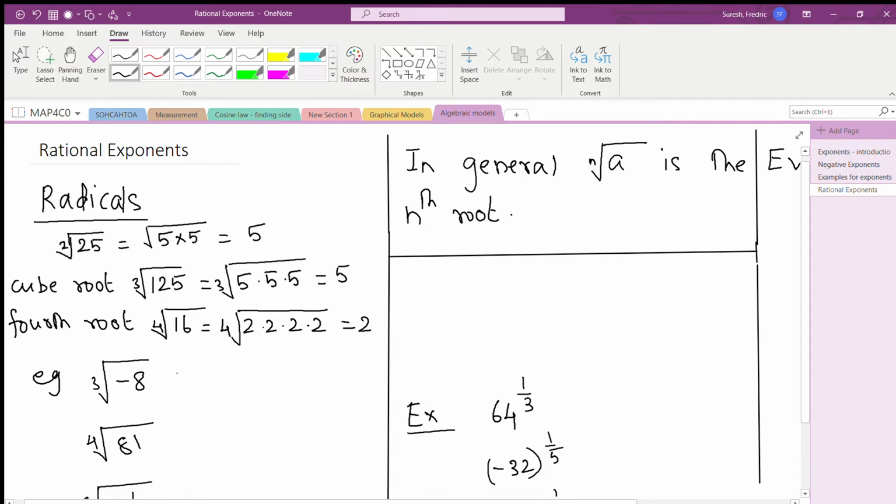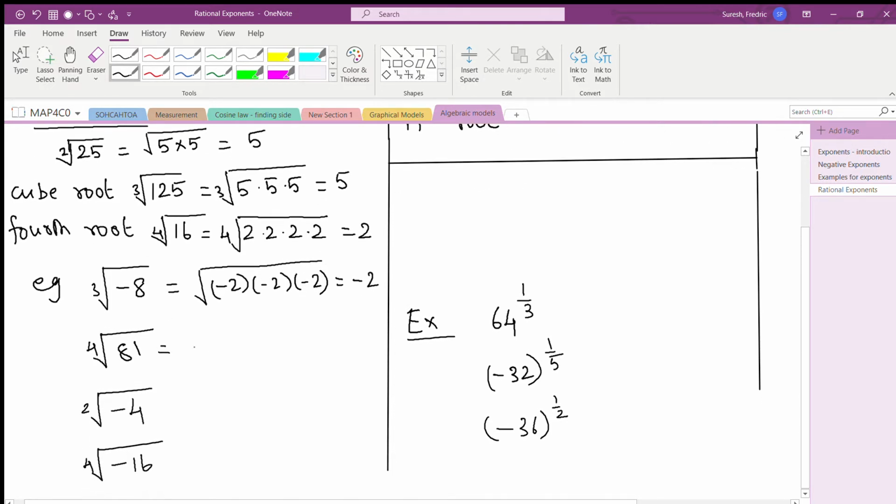What about this example here? You can write negative 8 as negative 2 times negative 2 times negative 2. It is a cube root, which means for every 3, I'm going to take 1. What about the fourth root of 81? So 81 can be written as 3 times 3 times 3 times 3, and there are 4 of them. Because it is a fourth root, for every 4, we take 1.